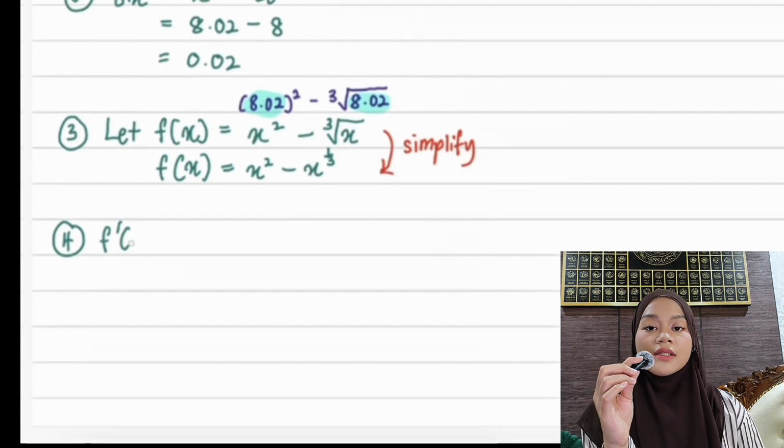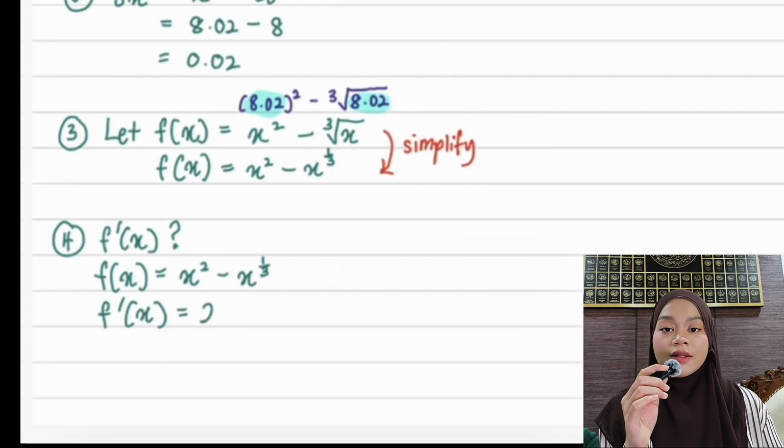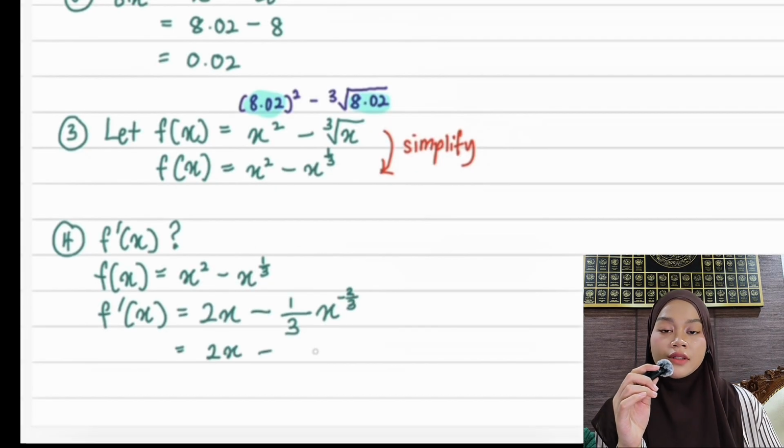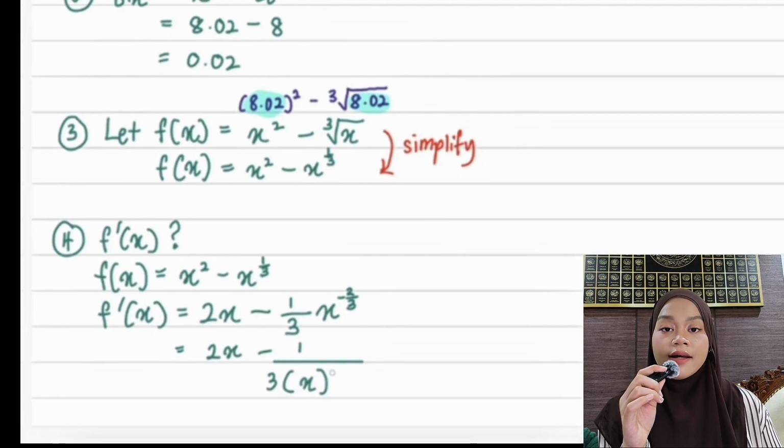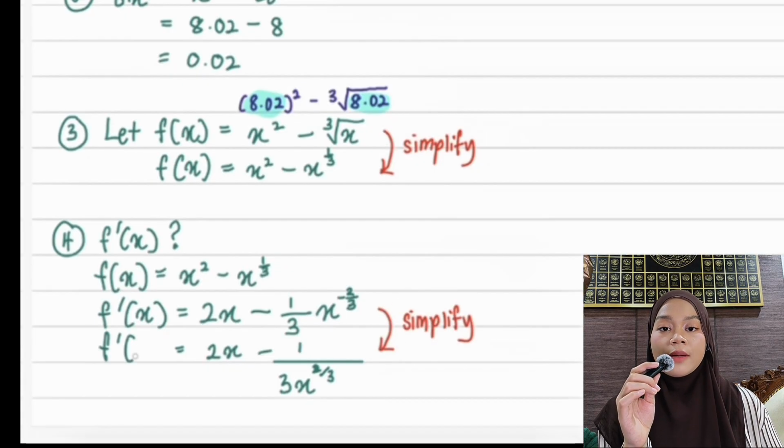And lastly, the fourth step is to find the f prime(x). So just differentiate, our f prime(x) will get 2x minus 1 over 3 x to the power of negative 2 over 3. To simplify, we are going to move the x to the power of negative 2 over 3 down. So our f prime(x) will become 2x minus 1 over 3 times x to the power of 2 over 3.